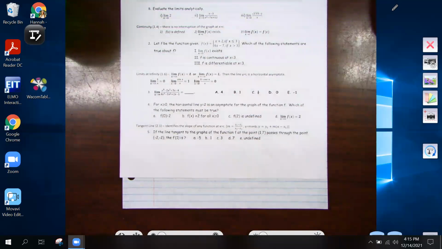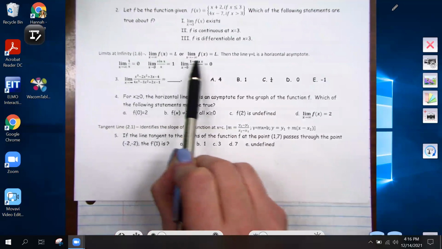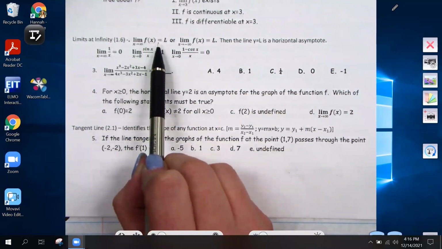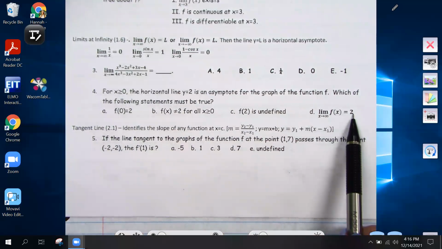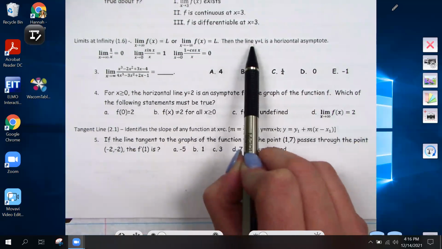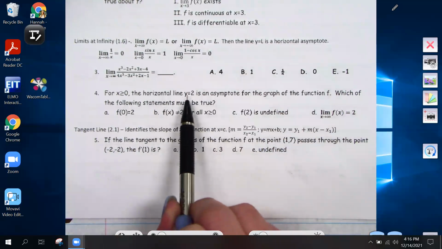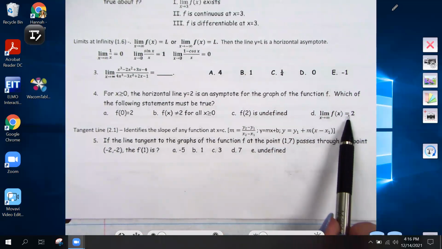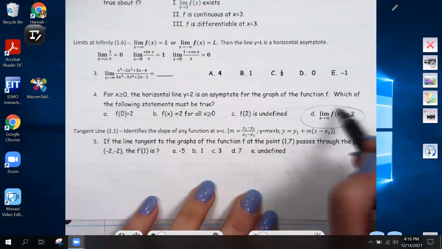Okay, part D is the only statement that must be true. If you look at these limits, this line of information up here, the limit as x approaches infinity of f of x equals L. If the limit as x approaches infinity equals a number, like it does in part D, then the line y equals L, that same number, is a horizontal asymptote. So because we have a horizontal asymptote at y equals 2, that means the limit as x approaches infinity is that same y value. So D is your only answer for number 4.